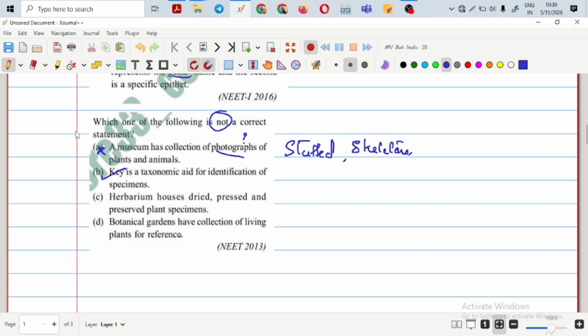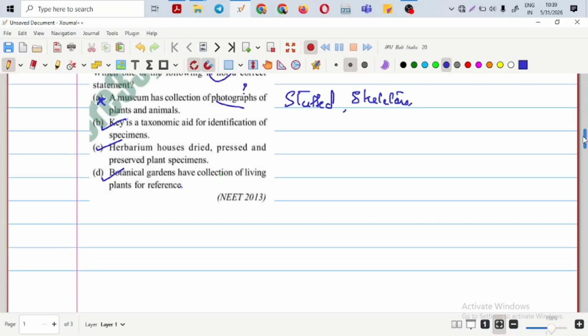Herbarium, dried, pressed, and preserved plants. We already went through the questions regarding herbarium. Again, that is true. The botanical gardens have a collection of living plants for reference. Again, botanical gardens have got a collection of all these living plants. Okay, that is again true. Can I move to the next question? I think we are clear about this question.